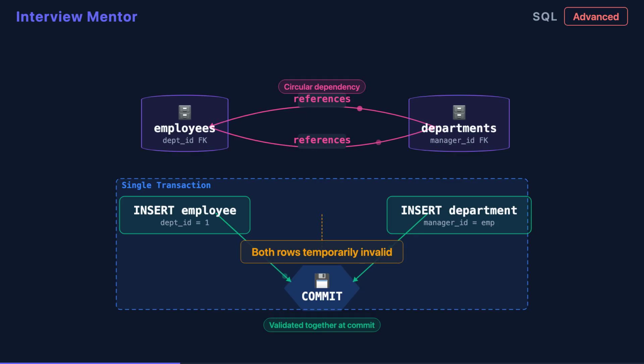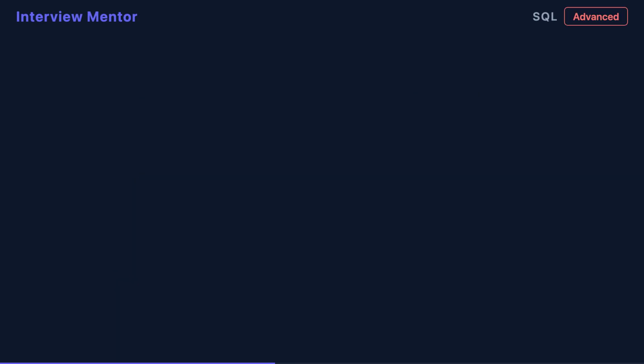Imagine two tables that reference each other, like employees and departments, where an employee belongs to a department, and a department has a manager who's an employee. With immediate constraints, you can't insert either record first. With deferrable constraints, you insert both rows in the same transaction, and the database validates both at commit time. This is essential for mutual dependencies.